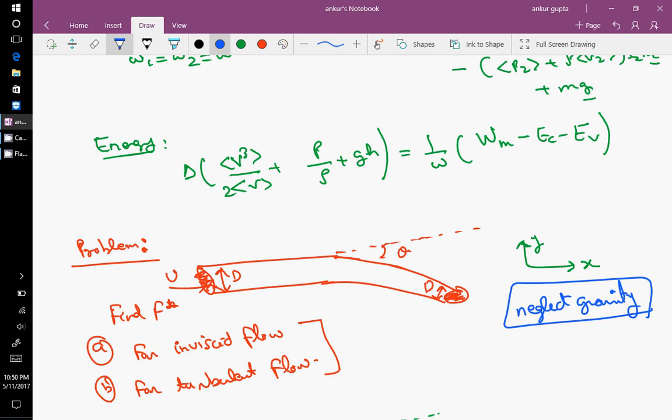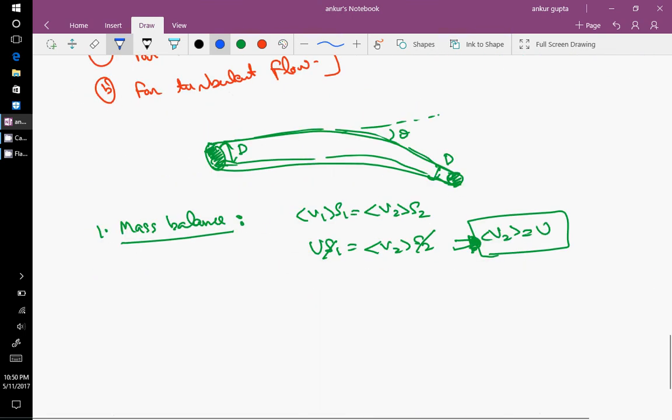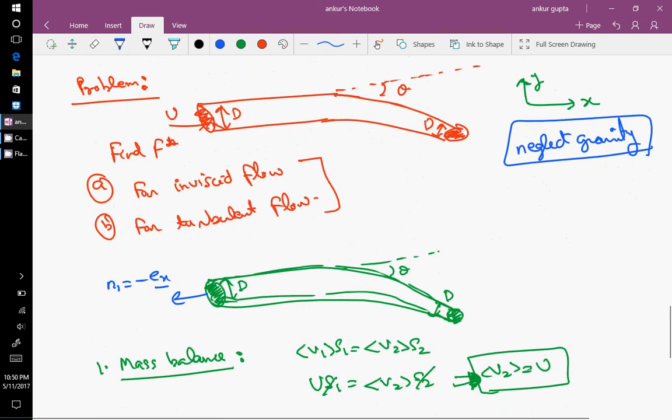So if we can neglect gravity and we have to find this F star, then we know the velocities are the same, and all we need to do is to find the pressures. Okay, so let's do the second part, which is F star, and n1 is minus ex. That's why I wanted to do this in x and y to make it a little bit easier.